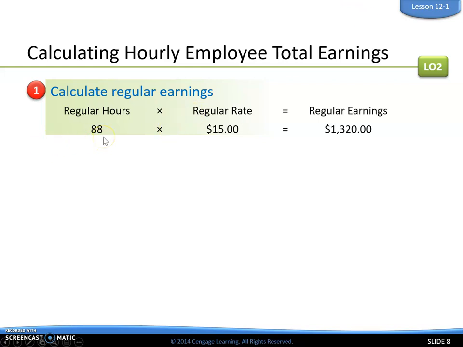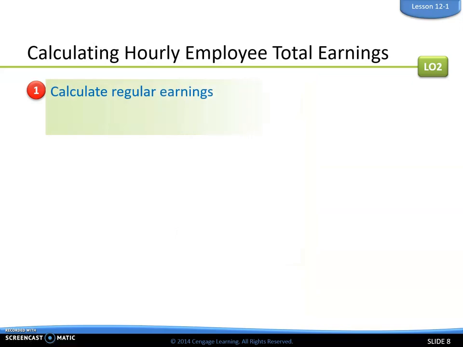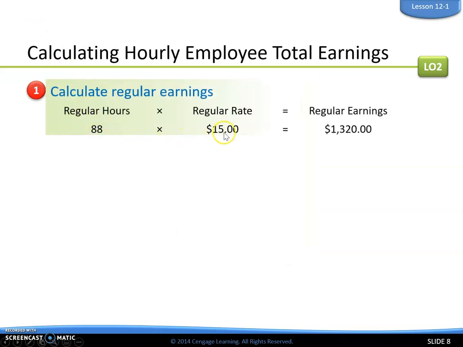However, it depends on the pay period. So I believe that this one was like a 2.5 week. What was I looking at? Oh, this one is a semi-monthly. Okay, so we're looking at the December 1st through December 15th for that pay period. Okay, so 40 hours a week during that pay period. They have 88 hours here. Their regular rate for their pay is $15 an hour. So we're going to take 88 hours times 15. Here's our regular earnings then.